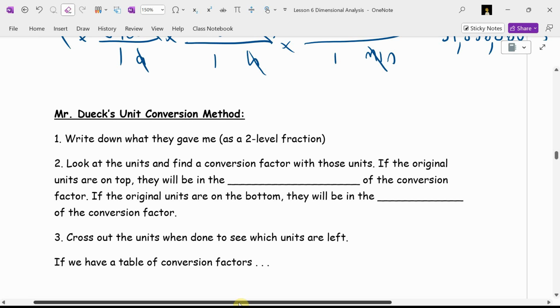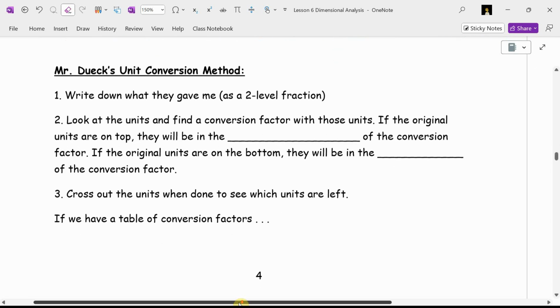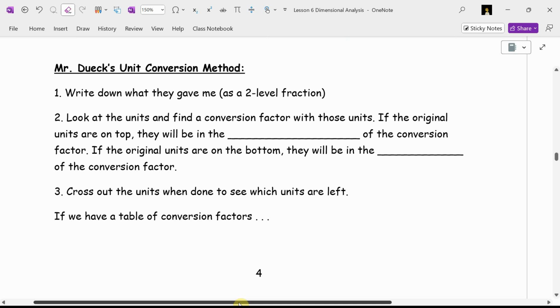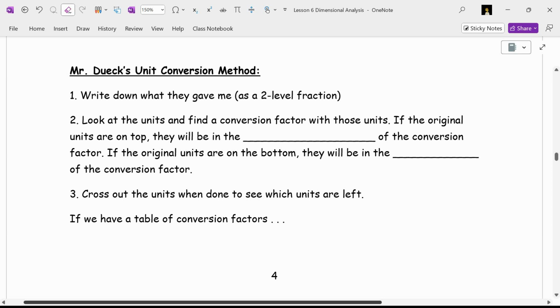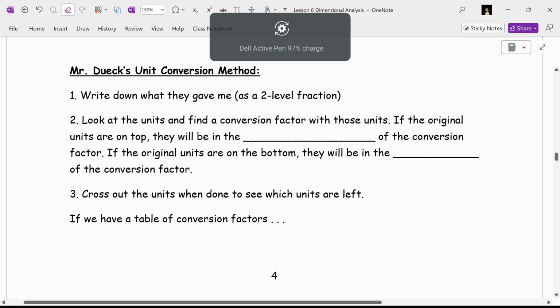Mr. Dueck's unit conversion method. If you're looking for your summary when you're studying, here it is. I write down what they gave me, and then what did I say in brackets, Owen? What do I mean by that? If they give you a number that looks like this, come on, pen, just cut out on me just like that. I plug it in, you see the percentage go, and then I'm good.